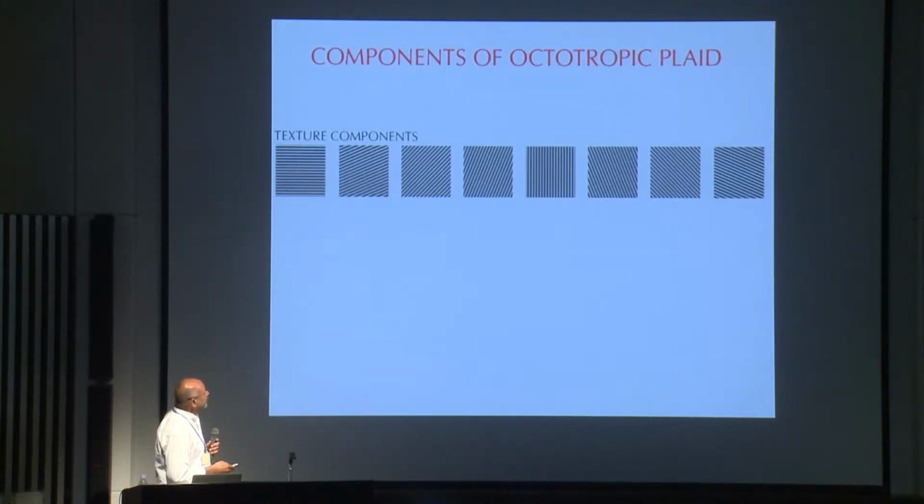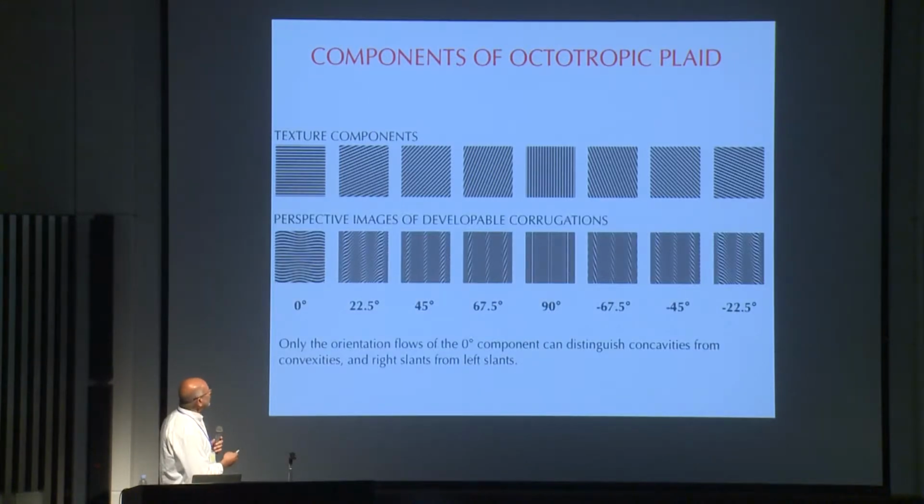So the octotropic plaid, as I said, is 8 gratings like this. If you fold them and project them in perspective, this is what the horizontal one looks like, and it's carrying the shape of concave 2 convexes. And all the rest of them look like 3 bars on a background. And so if you take this out and you add them up, you're not going to get the shape.